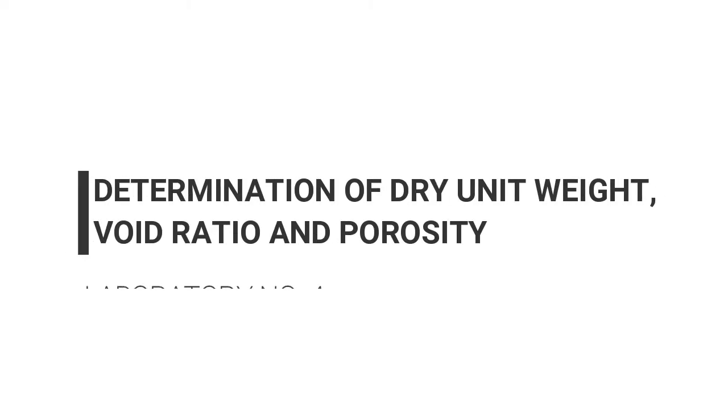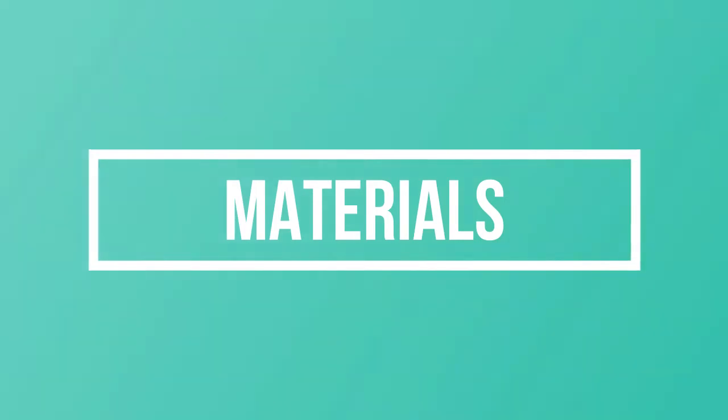These are the following procedures for the laboratory experiment number 4, the determination of dry unit weight, void ratio, and porosity. The first experiment is the determination of soil's dry unit weight. The materials needed for the experiment are the following.